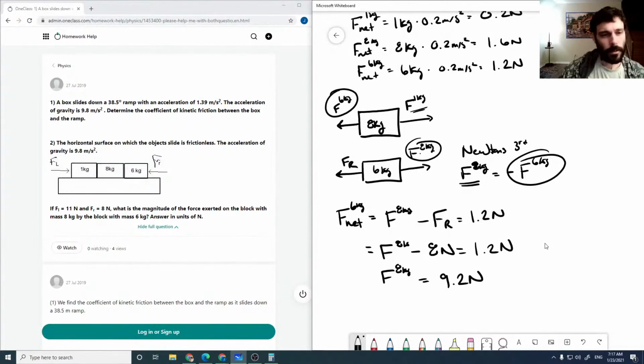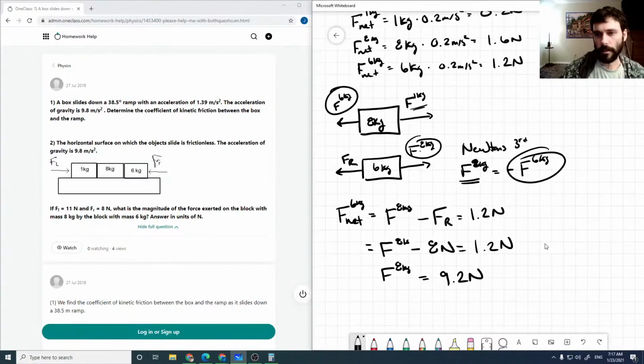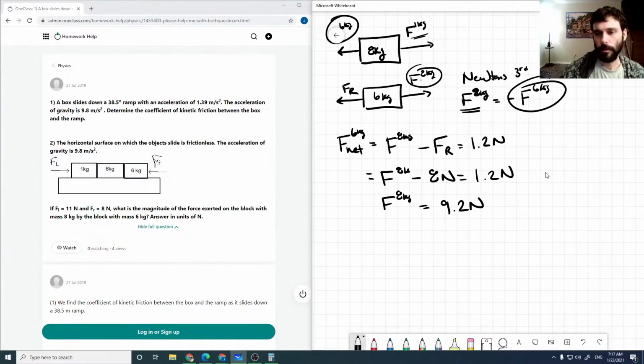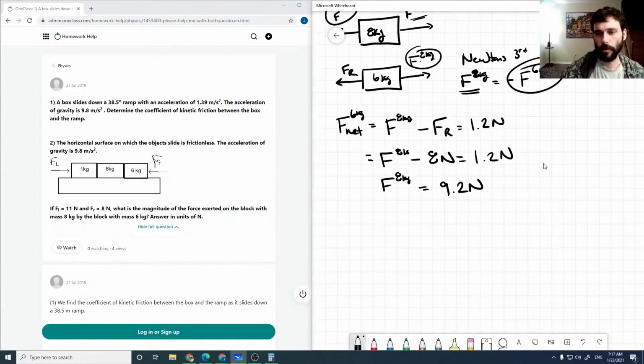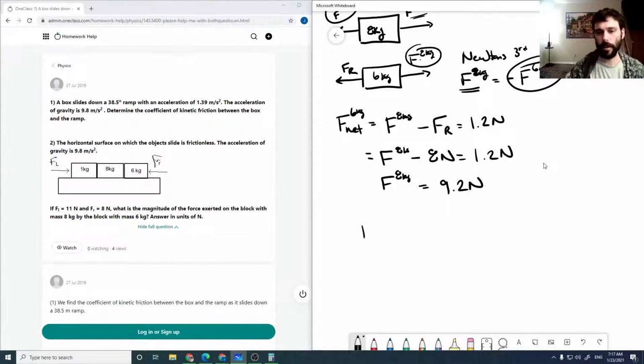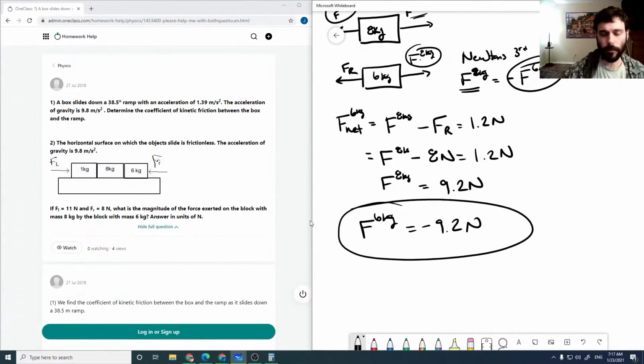Which makes sense, as to get that acceleration we need to surmount that right force. And so that means that our F6 kg is minus 9.2 newtons. So that's the force that the 6 kilogram block is applying to the 8 kilogram block.